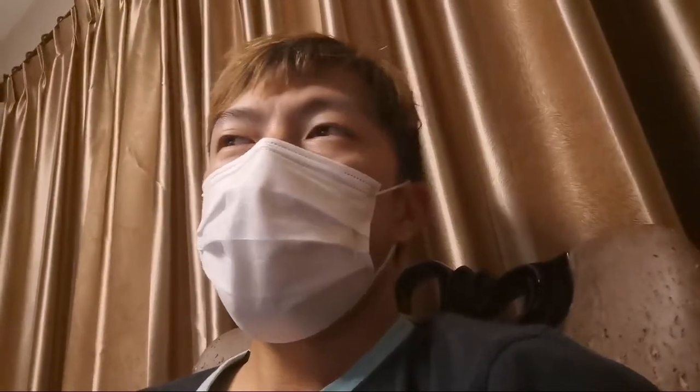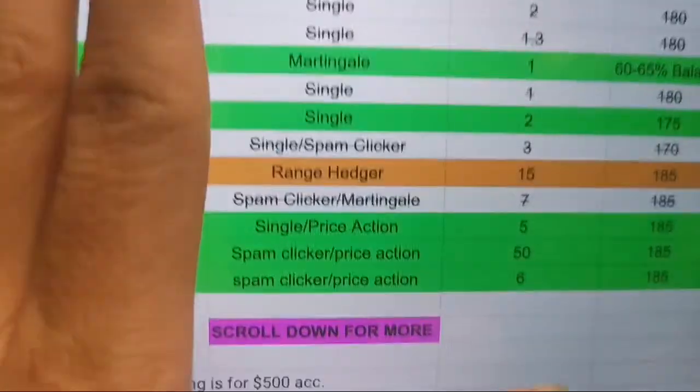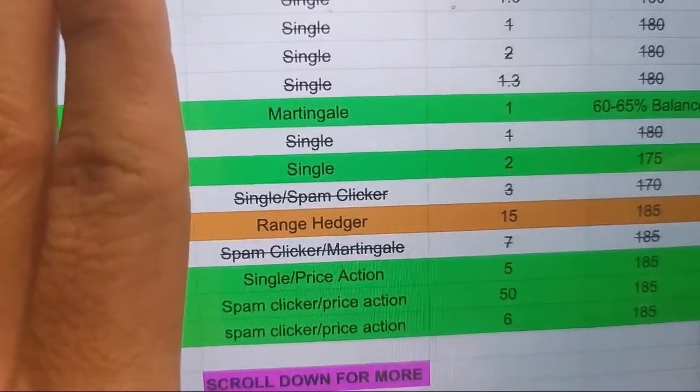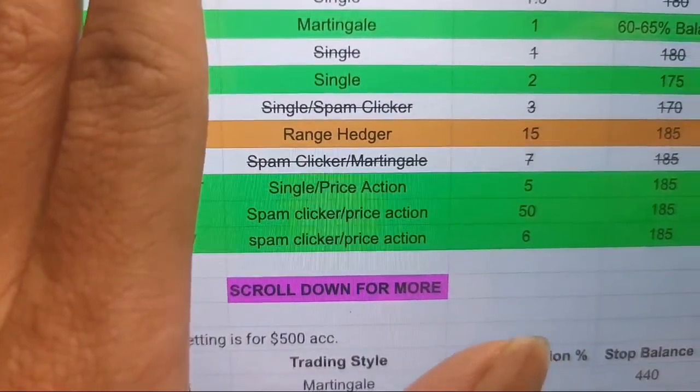I want to tell you that it happens. Why? Because when I select the list, notice that I have different kinds of traders. I have people who are range hedgers. I have people who trade single trades. I have people who trade martingale. I have people who trade spam clicking and price action and all that. And because of this, I want to manage your expectations as well.